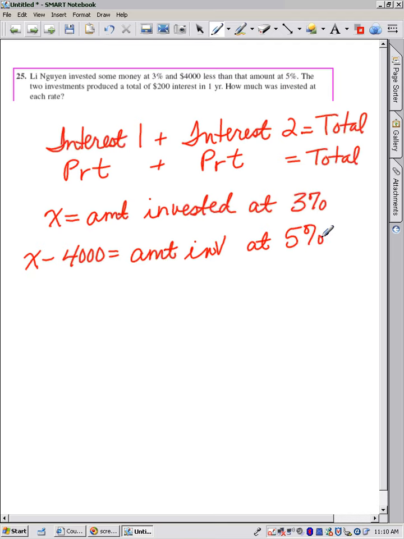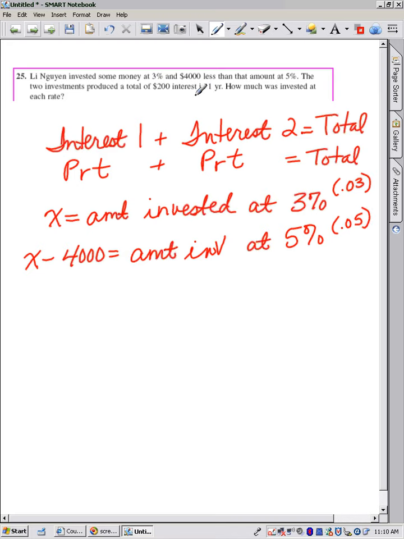Okay. So we know our principals. Our principals are X and X minus 4,000. What are our rates? Our rates are 3% and 5%. Remember, 3% is 0.03 as a decimal, and 5% is 0.05.